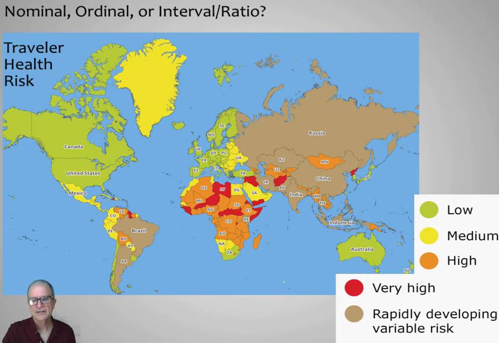Travel health risk. Well, this is ordinal. Right? It's ordinal because it's low, medium, or high, very high, rapidly developing, but you know that one's lower risk than another, but you don't know by how much. Is it twice as risky to go to, I don't know, Ukraine versus Poland, or is it 7 times as risky? You just don't know, right? You just know it's higher. Okay, so I think we've gone through that enough.